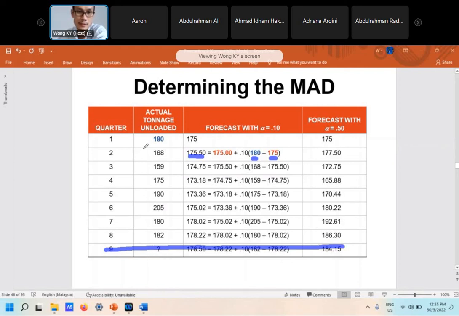Okay, so this data shows 8 periods of data. It shows the actual demand of tonnage unloaded, and we make the forecast using 2 alpha values. We calculated the forecast already. So now we want to know whether this is better or this is better. One of the ways to know which one is better is to compute MAD, mean absolute deviation, and see which one gives us a smaller MAD.